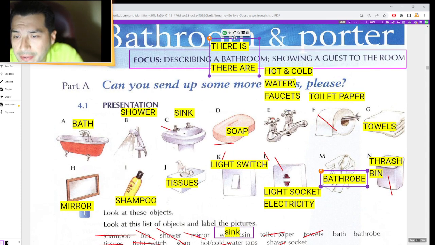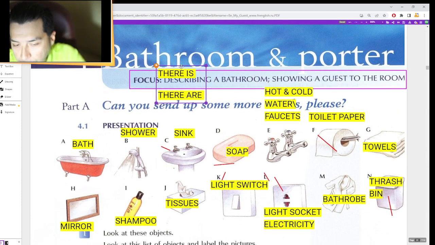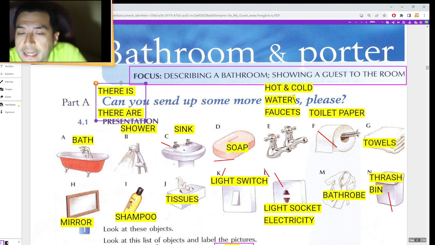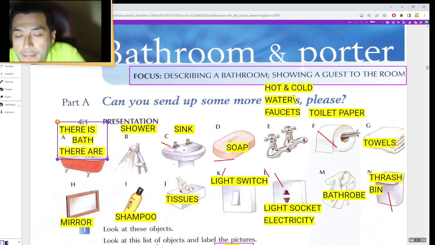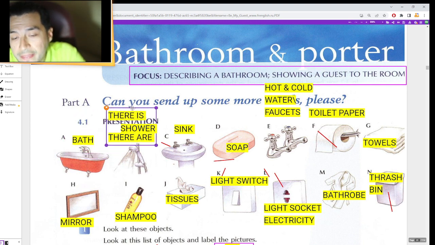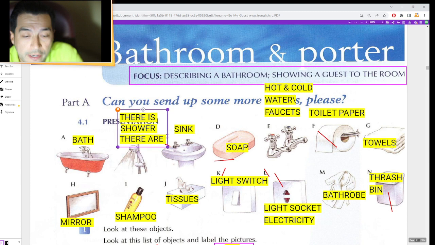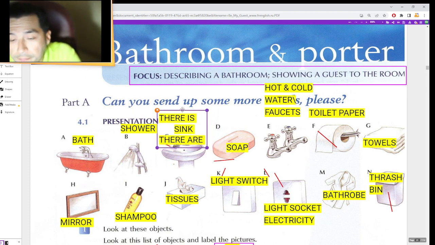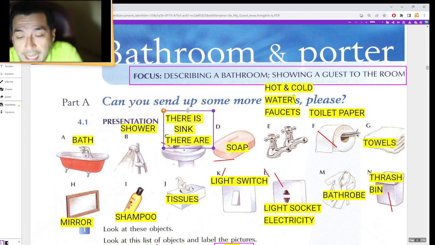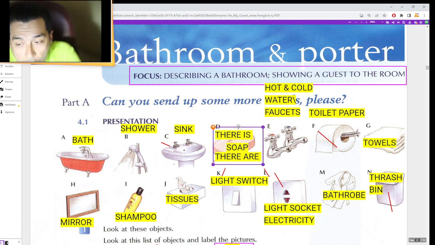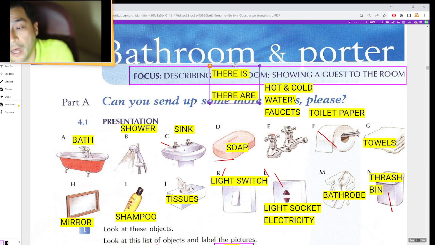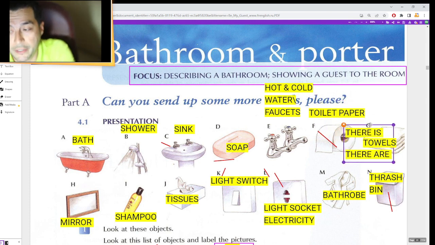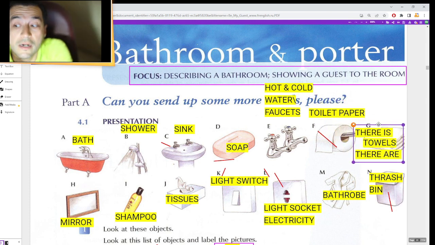Let's practice with there is, there are. So, we're gonna say, the example is, in the bathroom, there is a bath. In the bathroom, there is a shower, or two showers, there are two showers. In the bathroom, there is a sink. In the bathroom, there is soap. In the bathroom, there are hot and cold water faucets. In the bathroom, there is toilet paper. In the bathroom, there are towels.